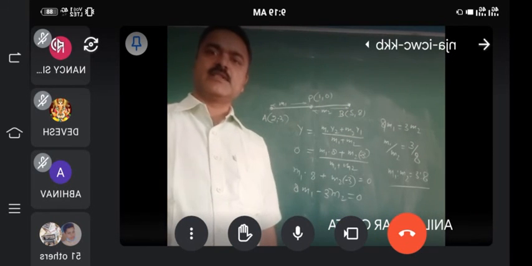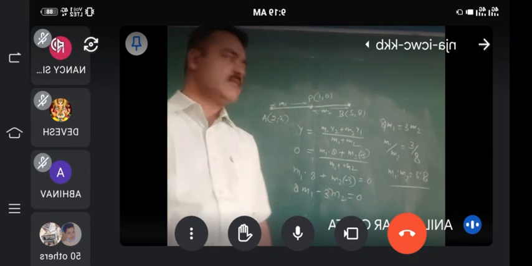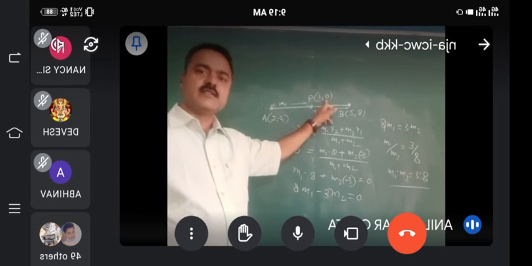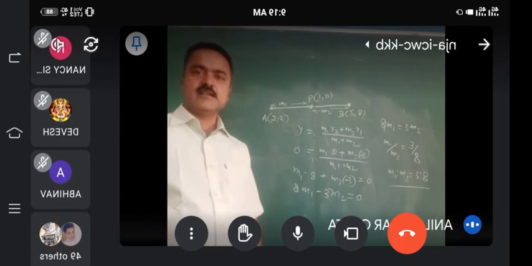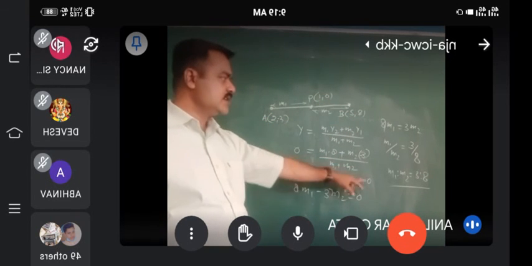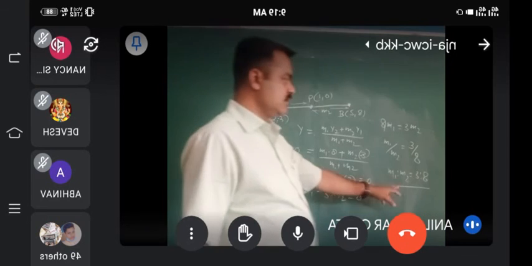And this is your answer. The question was asking what is the ratio in which the point P divides the line segment joining the points (2, 3) and (5, 8) internally. So this will be the answer: the ratio 3 to 8.